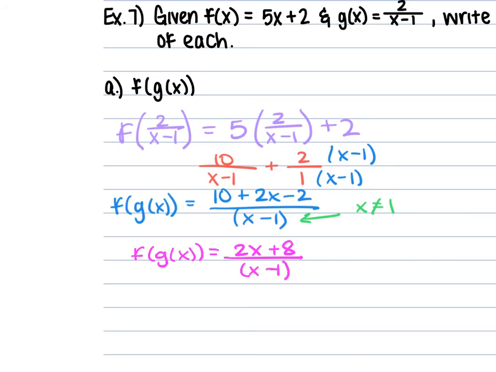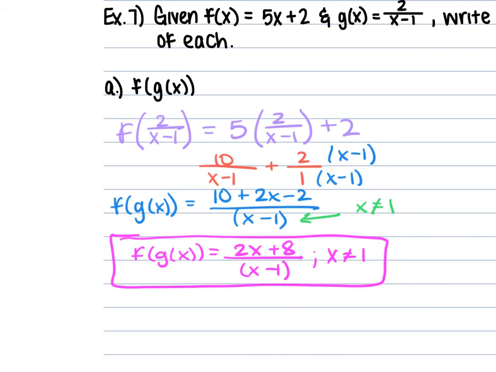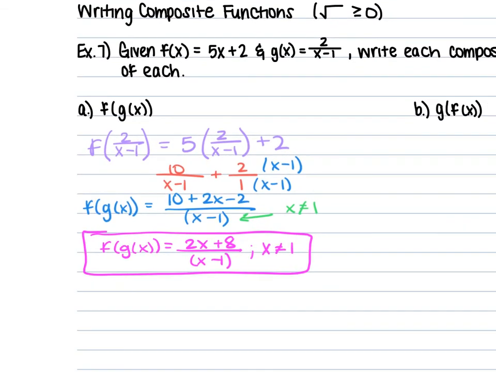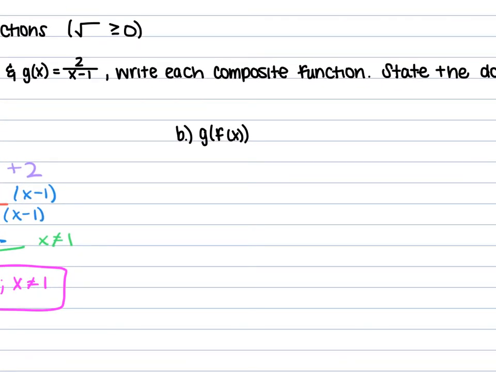Now, if you wanted to simplify this 2x plus 8 and factor it, you could. You don't have to, though, because if you factor it out, you just have 2 times x plus 4, and x plus 4 and x minus 1 do not cancel out. So you can just leave it like that and make sure you give me that x cannot equal, sorry, positive 1. x cannot equal 1.